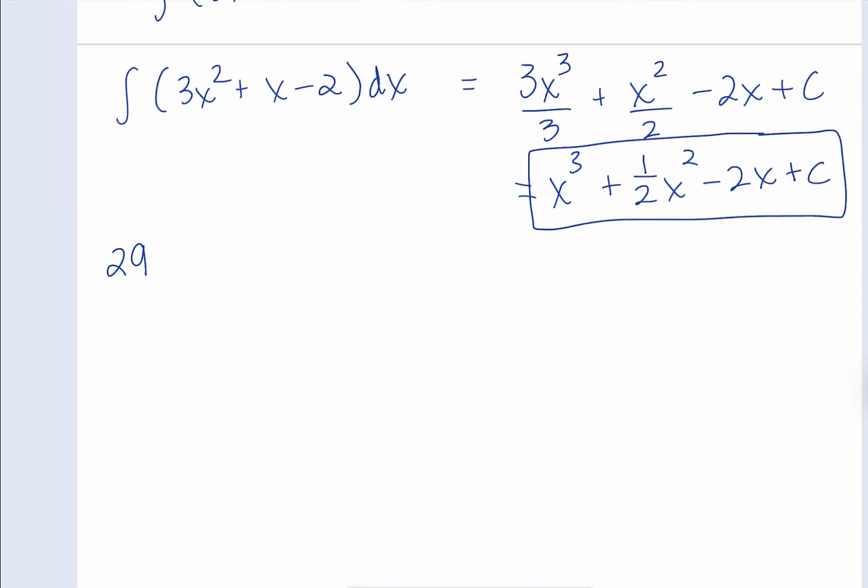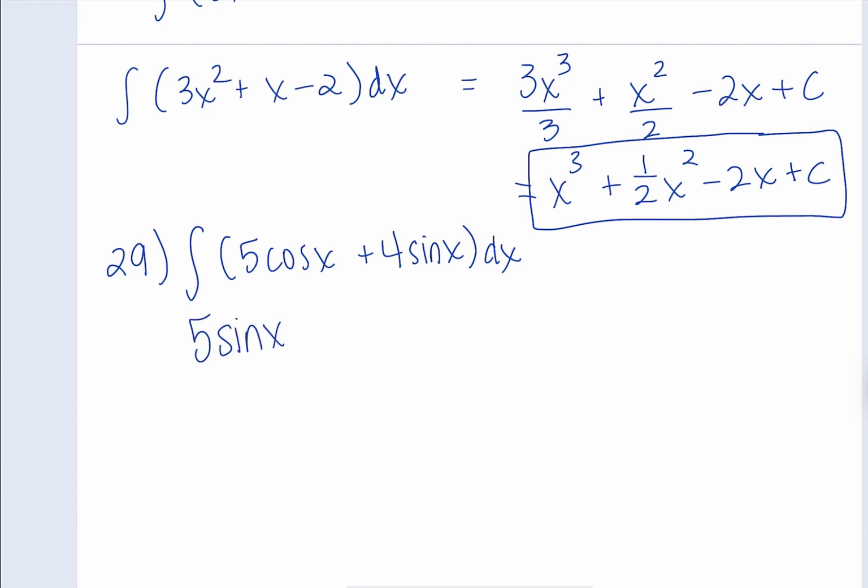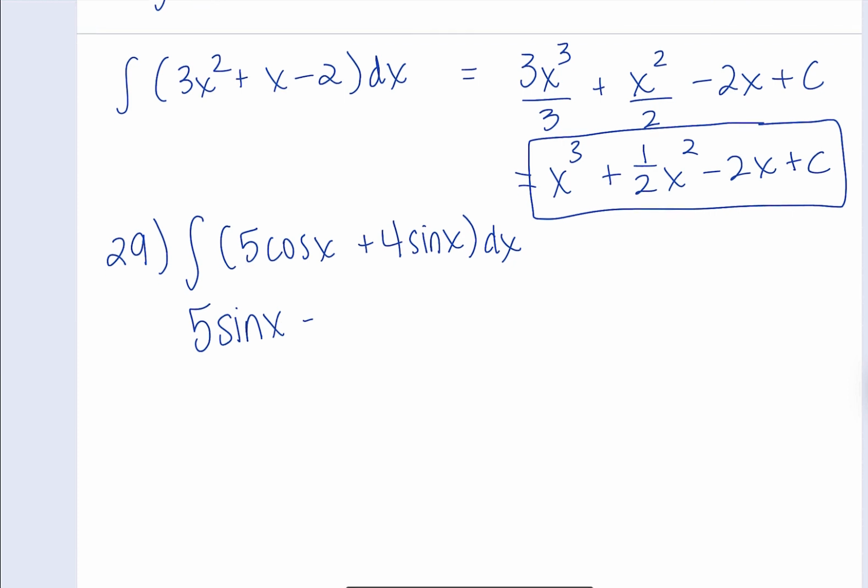Number 29, now we get some trig. We have 5 cosine x plus 4 sine x dx. These coefficients, they just stick around. So the antiderivative of cosine is sine, so we have 5 sine x. And then the antiderivative of sine x is negative cosine x. So this will end up being negative 4 cosine x plus c.